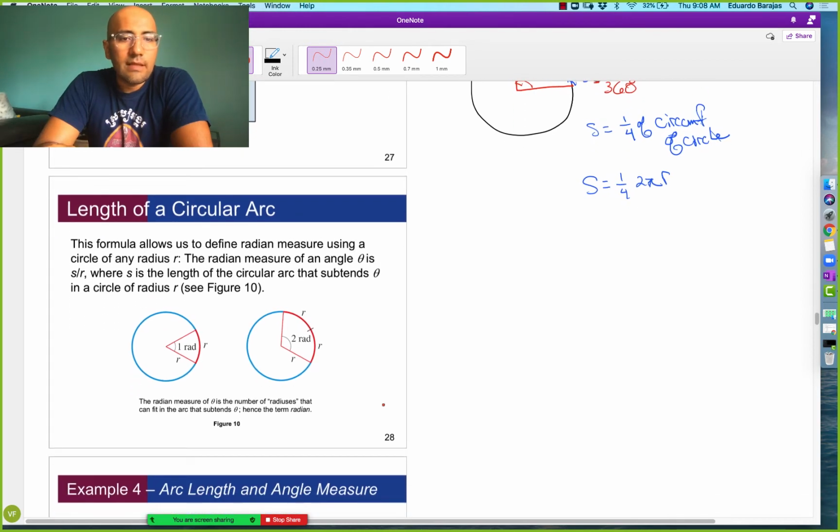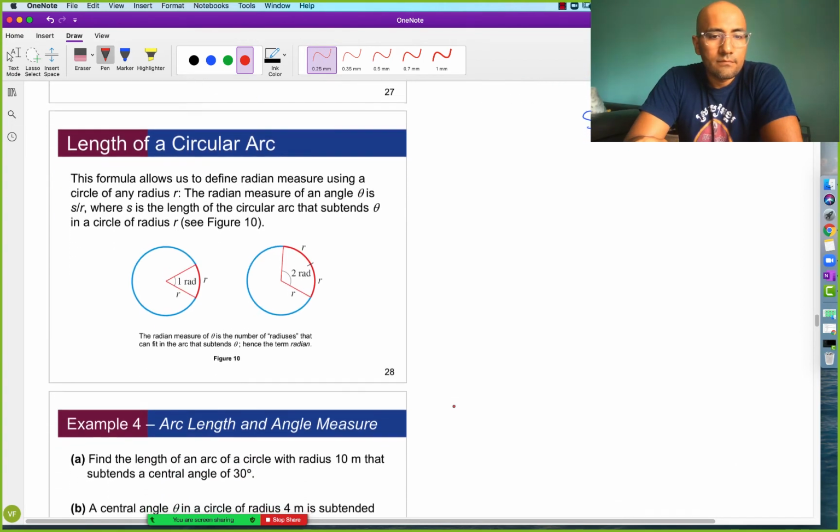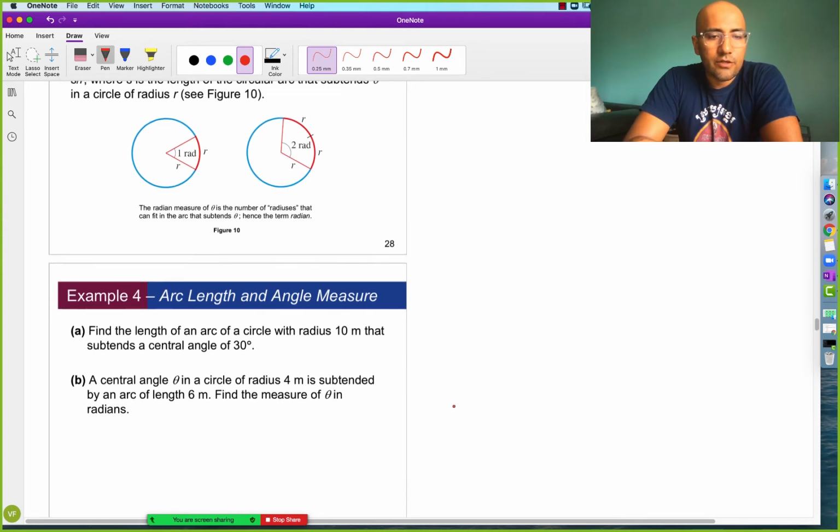Okay, so this formula allows us to define radian measures using a circle of any radius r, not just the unit circle. So the radian measure of an angle theta is s over r, where s is the length of the circle arc that subtends theta in the circle of radius r. Good, so we're able to extend beyond the unit circle because of this relationship.